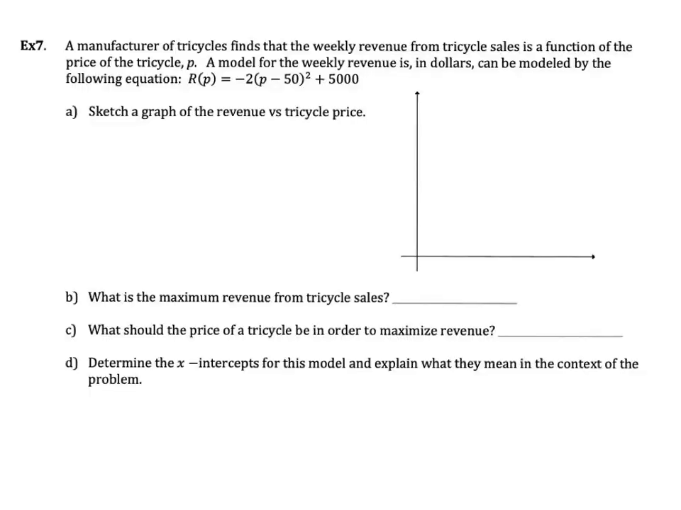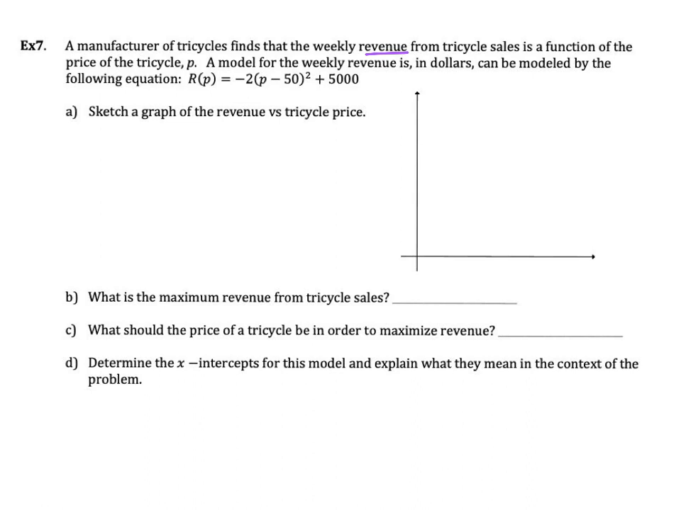Okay, the last thing we're going to do is an application problem to try to put it all together so you can see what all these aspects of a graph are, how they might relate to a problem, what their role is, and understand the scenario that's actually happening. So it says a manufacturer of tricycles finds that the weekly revenue, so how much money you're making, from tricycle sales is a function of the price of the tricycle P. A model for the weekly revenue in dollars can be modeled by the following equation.